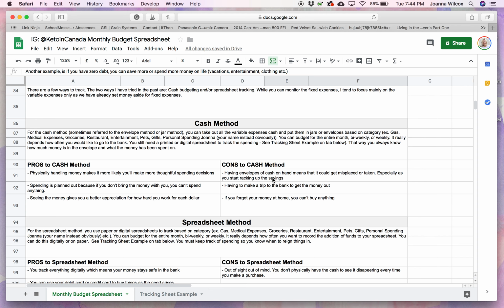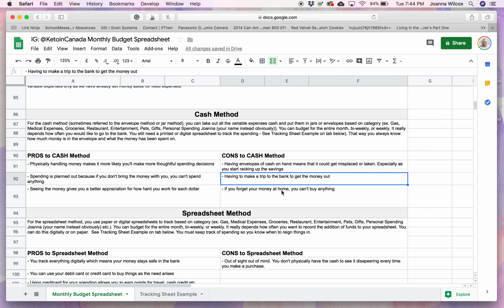Let's not think that everyone's bad, but things happen. What if your house gets broken into and you've got $2,000 that have been adding up? Because I'll tell you, when you're using cash, you start to see the money accumulate and you like to see it. It's very rewarding. But it can be risky because it's not a safe place. Another con is having to go to the bank to get the money out. And if you forget your money at home, then you can't buy anything.